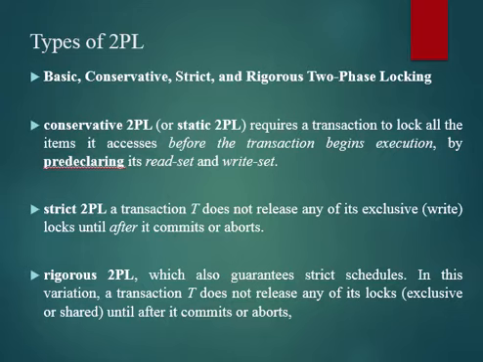But if you are using strict 2PL, the read lock will be released only after the transaction commits or aborts. Next one is rigorous 2PL, which also guarantees a strict schedule. In this variation, a transaction does not release any of its locks until after it commits or aborts. So whether it is a read lock or a write lock, the unlock will happen only after the commit.